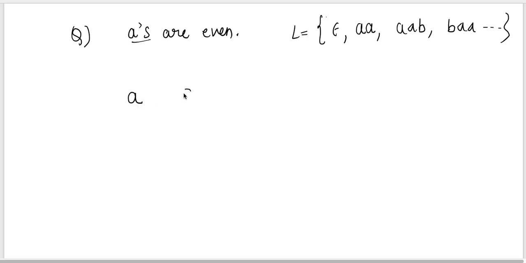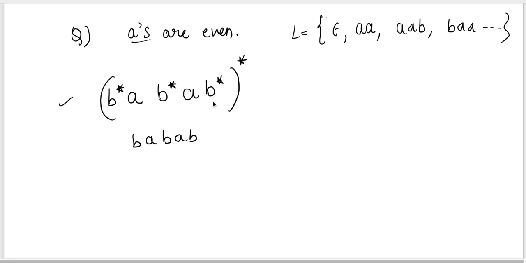A's are going to be even, so I'll put two A's there. Before it any number of B's can come, after it any number of B's can come, and after it also any number of B's can come. Now if I put a star to it, it becomes the string in which the number of A's is always even. Please check it. So we can find BABAB. If I put star 1, it becomes like this. If I put star 0, it becomes epsilon. So epsilon is also included here. Got it?